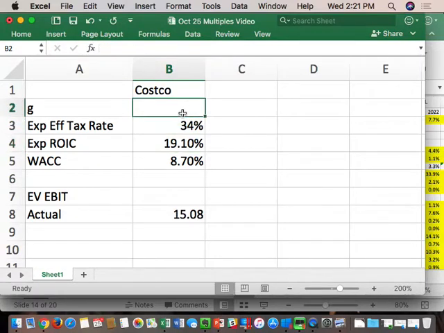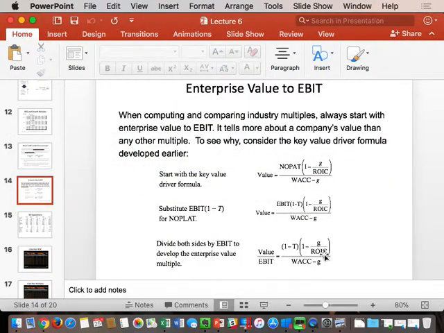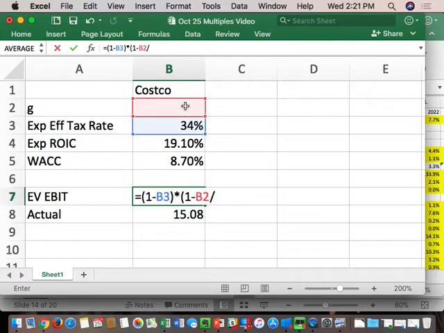Okay. So the only thing we need to do is solve for a G, like we did in the model, that gets us a similar EV to EBIT, and put in the right formula. The right formula comes from the key value drivers formula. So with the correct order of operations, equals left paren 1 minus the effective tax rate, times 1 minus whatever the G is divided by the expected ROIC. Take all of that and divide by left paren the WACC minus the G.